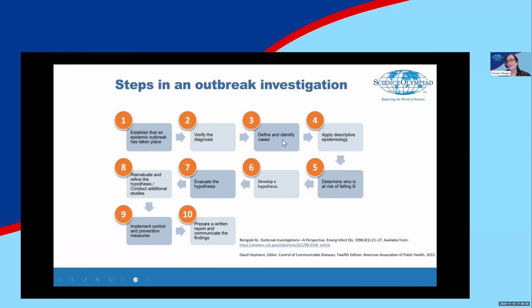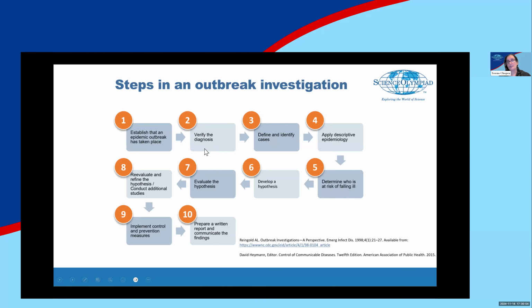And then I will make a line list of my patients. The 7 patients that I talked about, I will look at their characteristics, their age, their demographics. I will do something called descriptive epidemiology. I'm using the example of C. diff and I'm walking you through all these 10 steps.